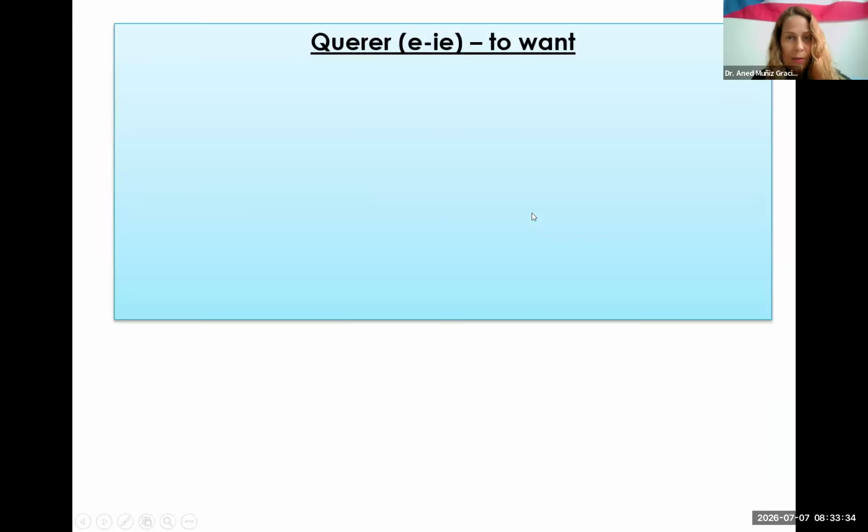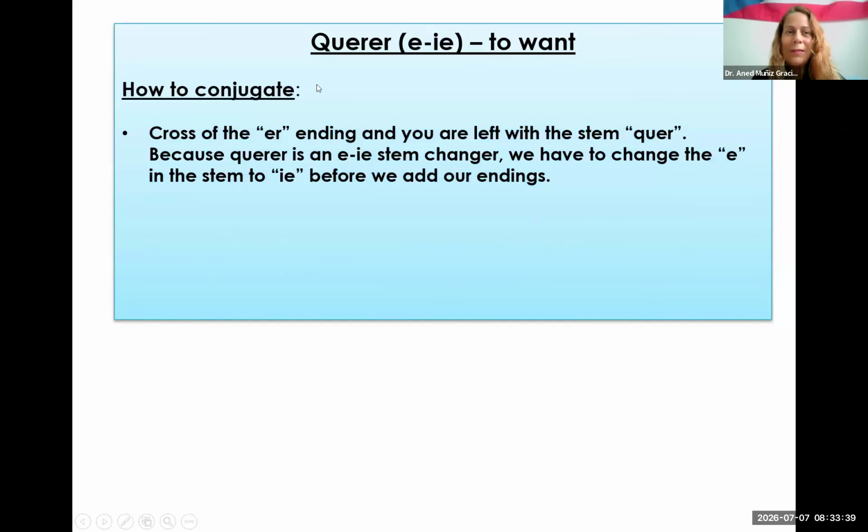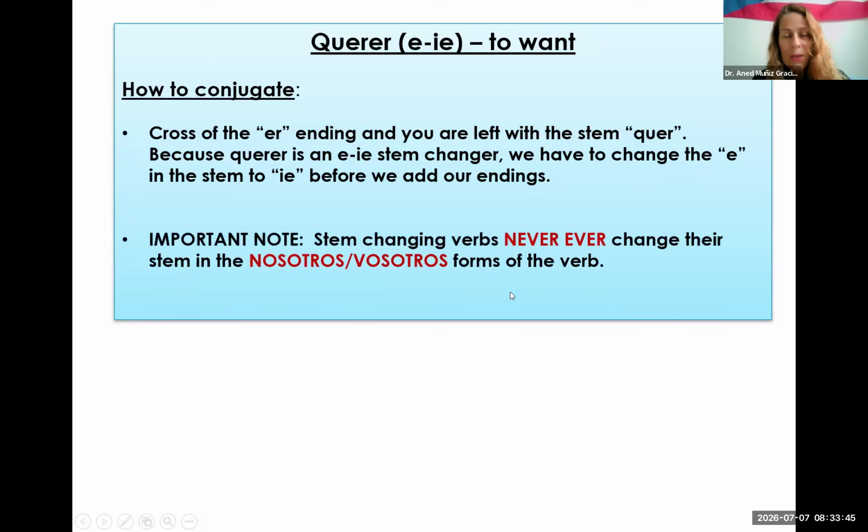So let's see. If you missed my introduction yesterday, maybe okay. So how do we do this? Well, if querer is e to ie, and let me find my annotating tool here. Right, so we change this part, the endings, but also this is going to become ie in the conjugation of everything.